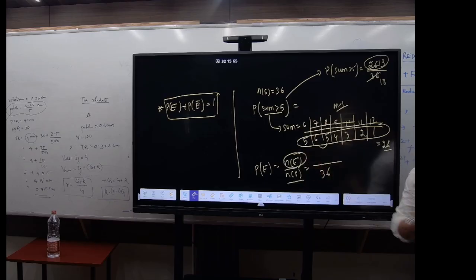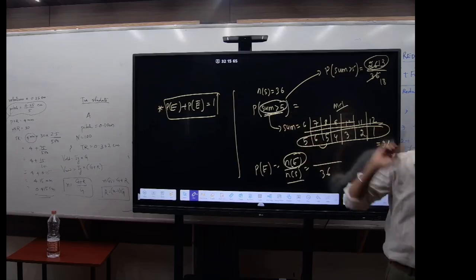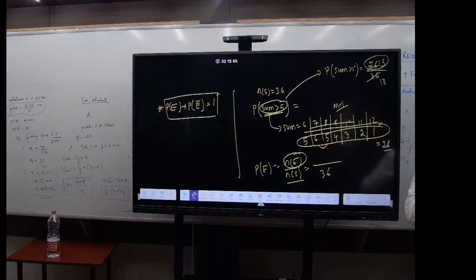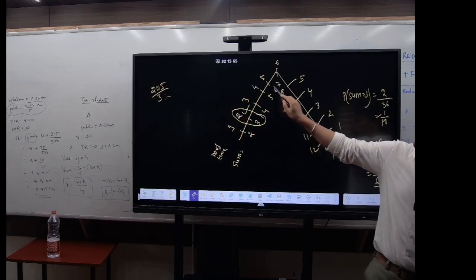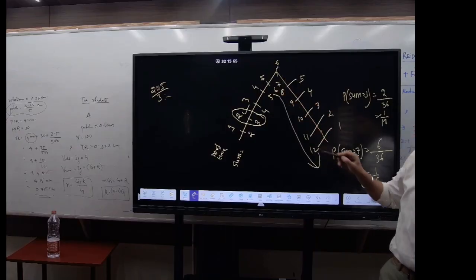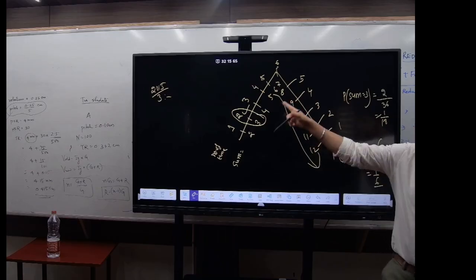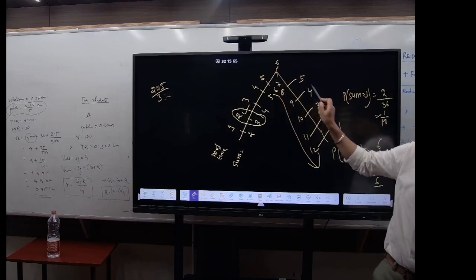Now I have to find the favorable cases. My favorable case is how many times the sum is coming greater than 5. So the sum greater than 5 means what? If 2 dice are rolled, the sum will be either 6, 7, 8, 9, 10, 11 or 12. Now we'll think, how many times will the sum be 6? Out of 36, 5 times. 7, 6 times. All these possibilities will come, and all the sums are greater than 5. So you just count how many times the sum is greater than 5. If you calculate this, the total is 26.